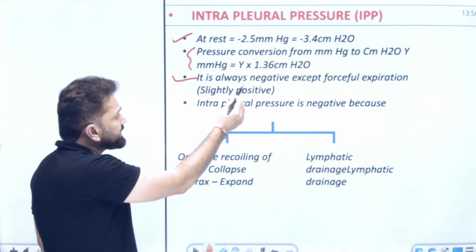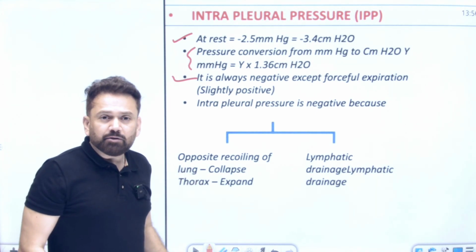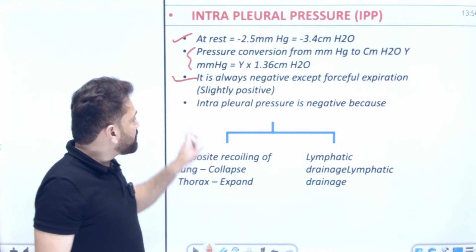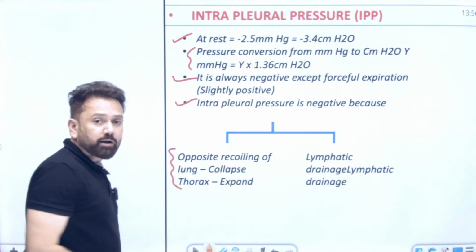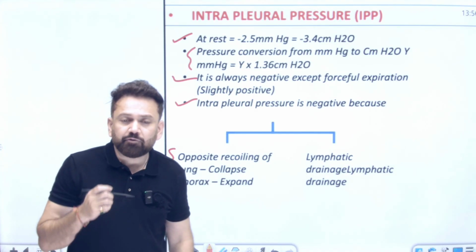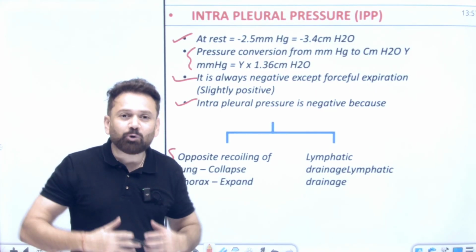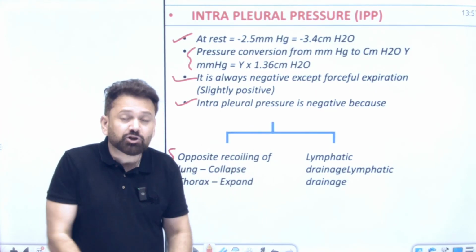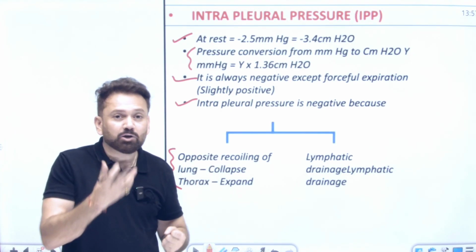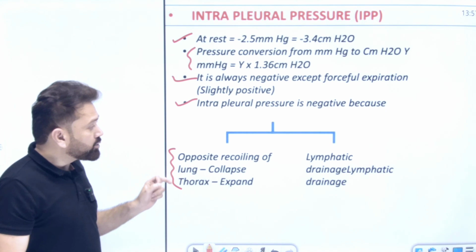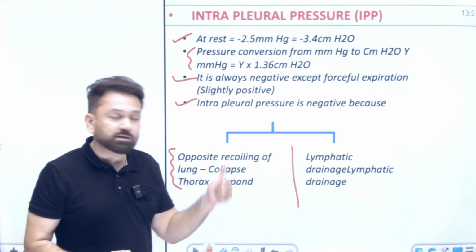It is always negative except in forceful expiration. Only when you expire forcefully is this the one condition when it can become slightly positive. Why is it always negative? Because, number one, the opposite recoiling of lung and thorax. I will ask you a question: if you cut the pleural membrane, your lung is going to collapse and the thorax is going to expand. This is the basic nature of your respiratory system. Lung wants to collapse, thorax wants to expand, so intrapleural pressure will be negative. And second is lymphatic drainage. Because of lymphatic drainage, intrapleural pressure is negative.